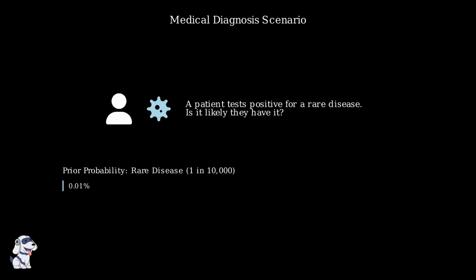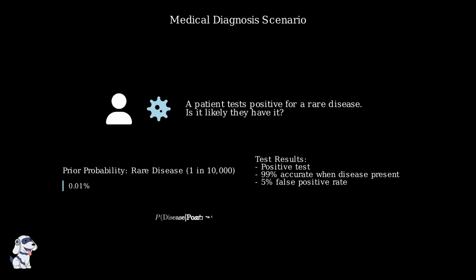This is our starting point before considering the test result. The patient gets a positive test result. The test is 99% accurate when the disease is present, but it has a 5% false positive rate among healthy people. To find the true probability of having the disease given a positive test, we use Bayes' theorem. This formula combines the prior probability with the test's accuracy and false positive rate.